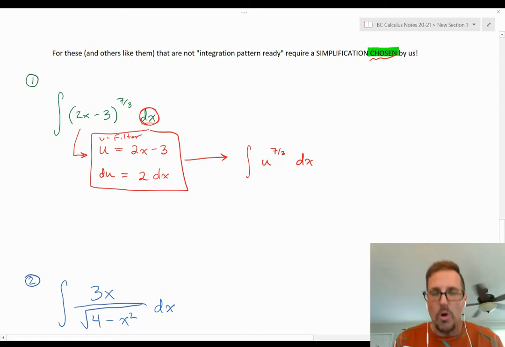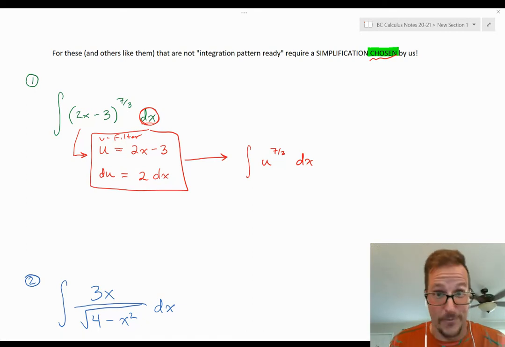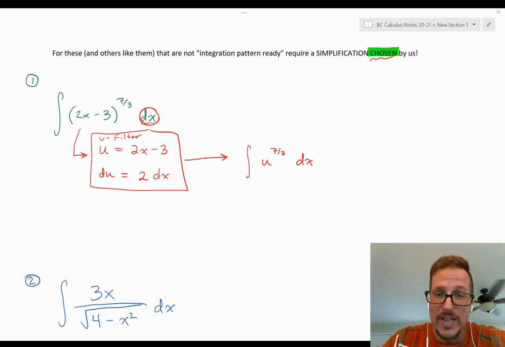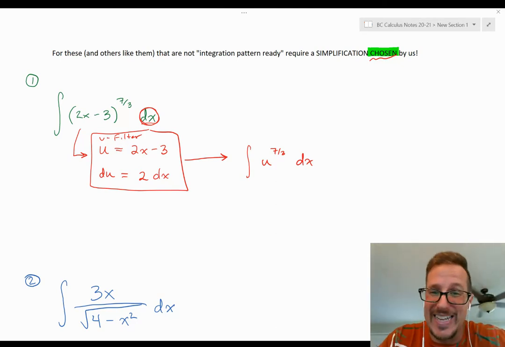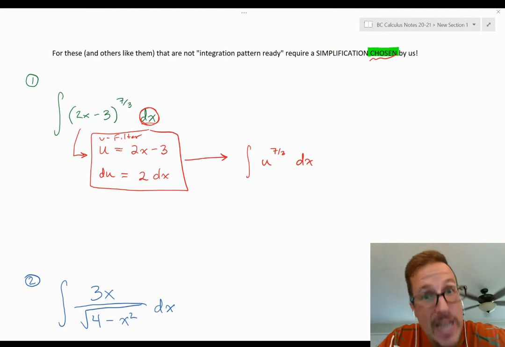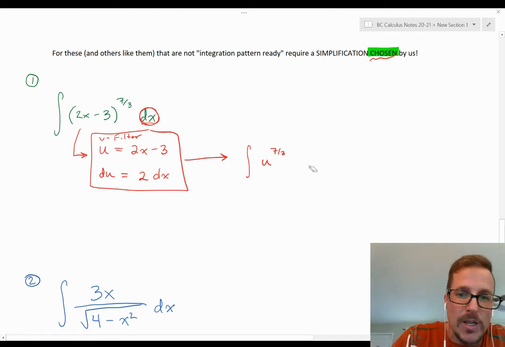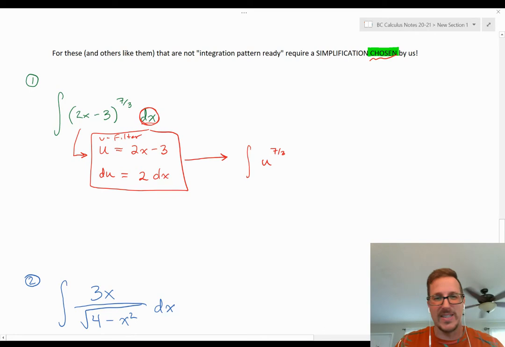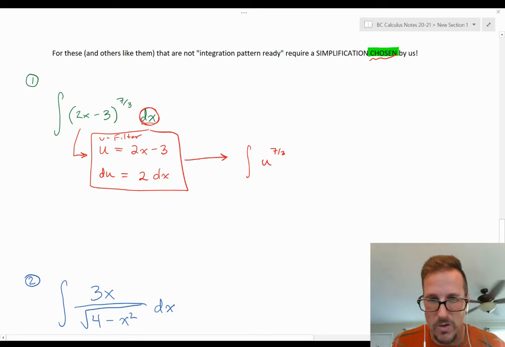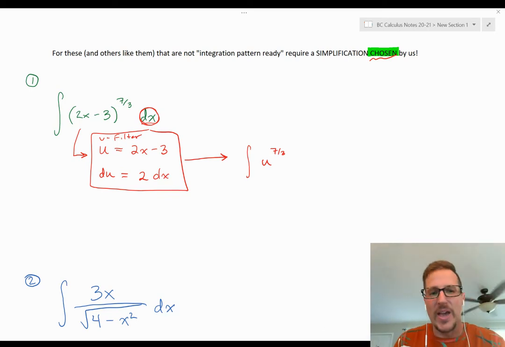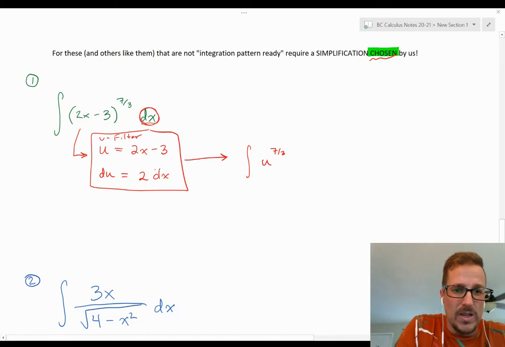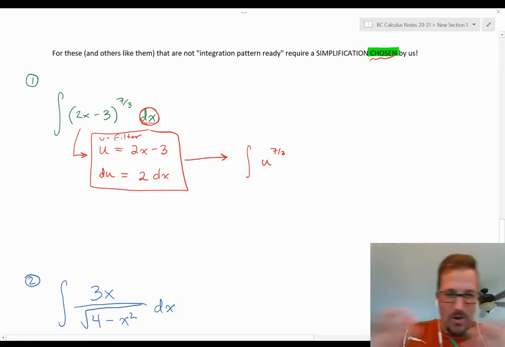There is no such thing, hallelujah, as implicit antidifferentiation. Whew, dodged a bullet there. So you can't write u to the 7/3 dx. That's multivariable calculus. We're not there yet. So we don't want to put u and dx. That's a mixture. We don't want to go there. So how do we manufacture the 2dx that is required to swap out for a du?